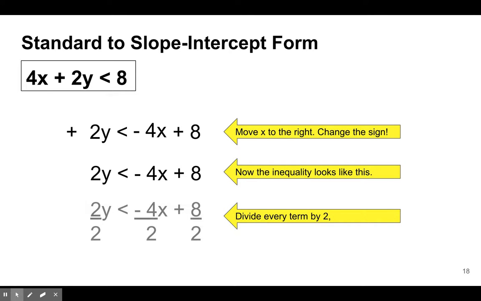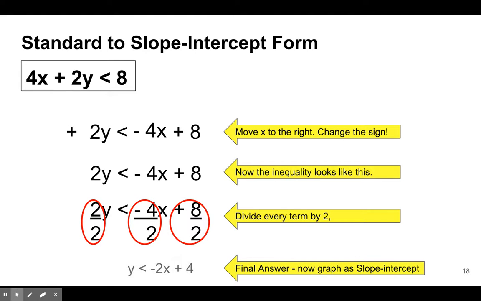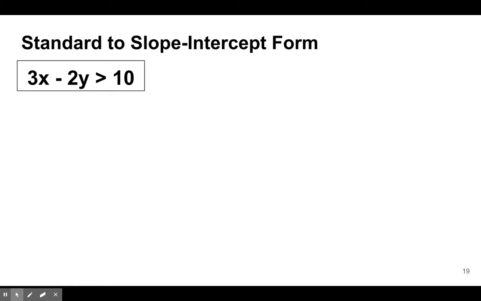Now your inequality looks like this. And then to get the y alone, we're just going to divide each piece by 2. And we end up with this final inequality. It is in slope-intercept form. So then we could just use the steps from the beginning of the slide to graph using the M and the B. Take a look at that one more time.